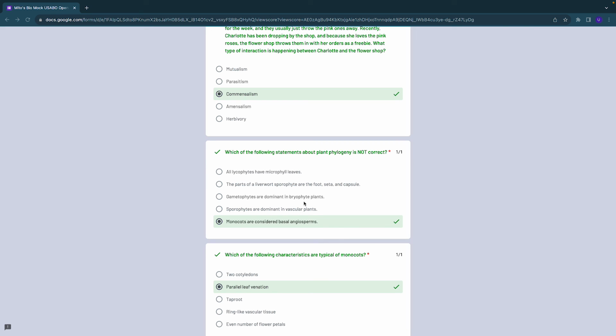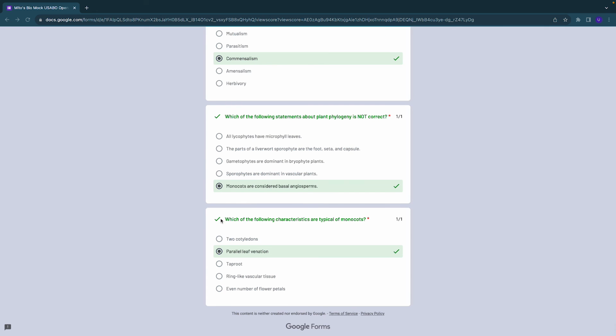And then, which of the following statements about plant phylogeny is not correct? So all of these are correct, but monocots are not considered basal angiosperms. There are actually species that are, like Amborella is in there, but monocots are not. And then lastly, which of the following characteristics are typical of monocots? Two cotyledons, that's dicots, that's what they're named after. Parallel leaves, yeah, that's typical of monocots. Taproot, dicot. Ring-like vascular tissue, that's dicot. Monocots have a scattered pattern. And then even number of flower petals, that's something you're only going to find in dicots.